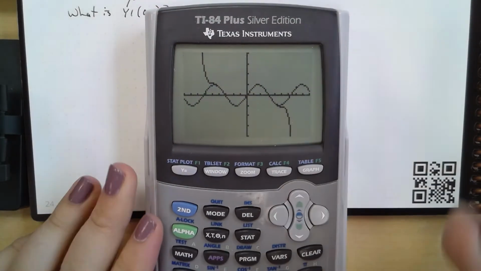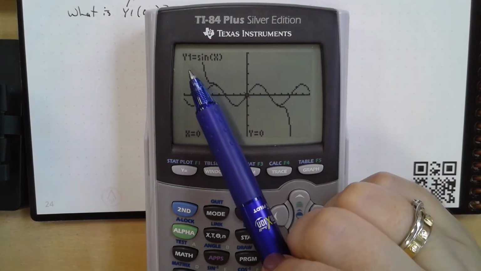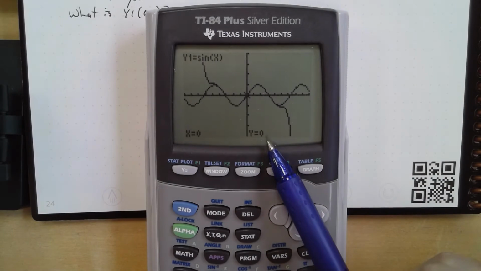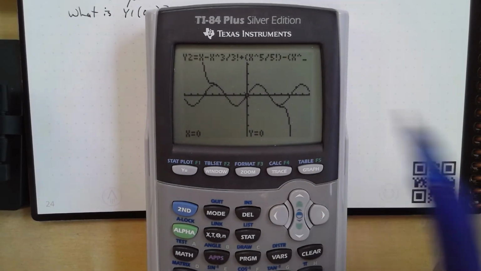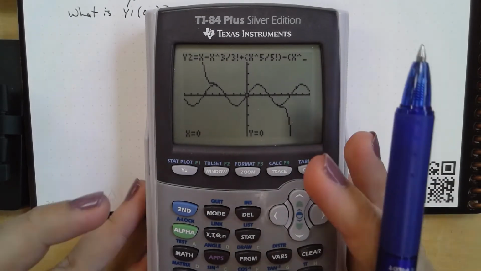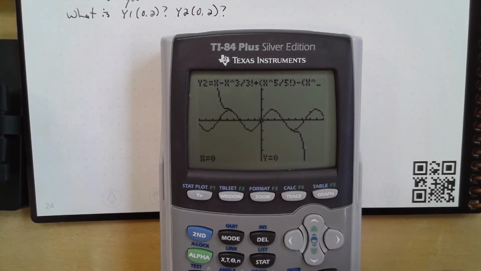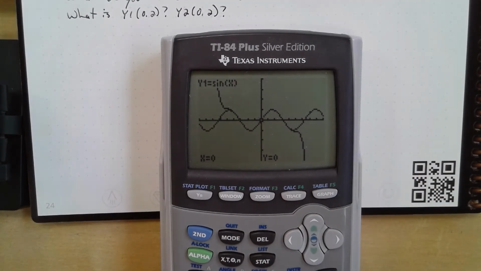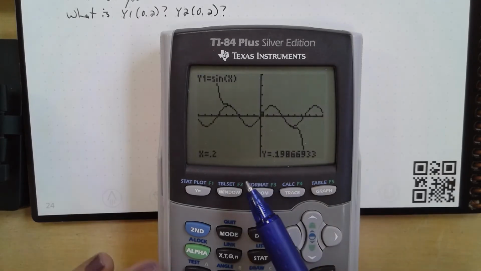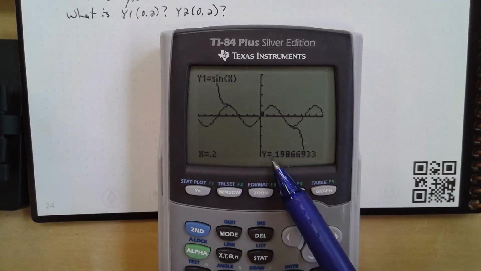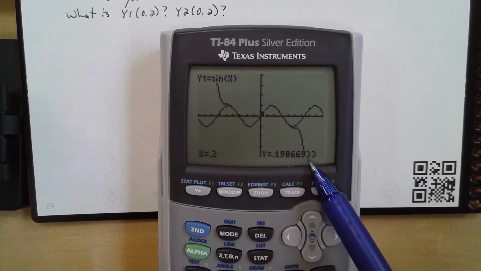What's y sub 1 of 0? Well, let's trace it. Y sub 1 of x at 0 is equal to 0. Y sub 2 at 0 is equal to 0. What's it at 0.2? So let's go. Y at 0.2, we've got 1.98. Hey, is it paused? Yeah, okay. So at 0.2, we've got 1.9866933.